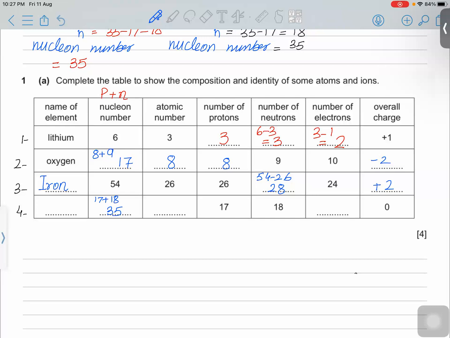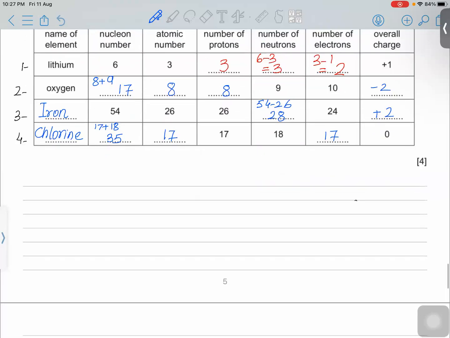Yes, sir. The atomic number is also 17 from the proton number, so 17 tells us that it's chlorine. And then the number of electrons would also be 17 since the overall charge is 0, meaning it neither lost nor gained any. Exactly. So the atomic number is 17 and the number of electrons is 17. Very good.